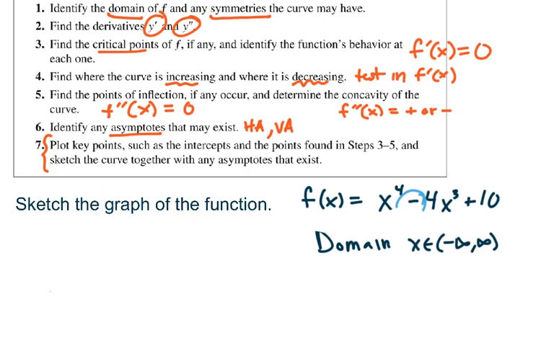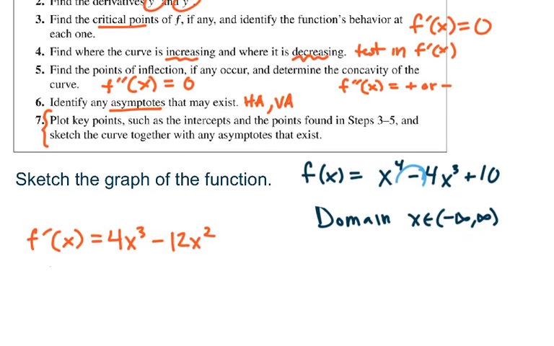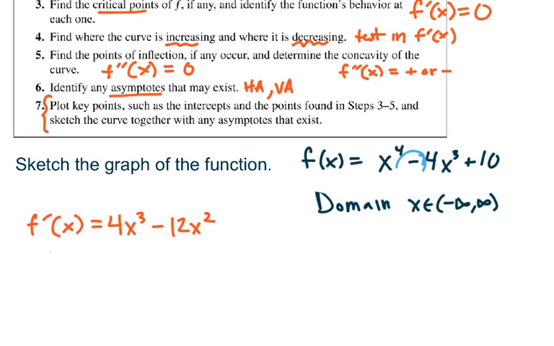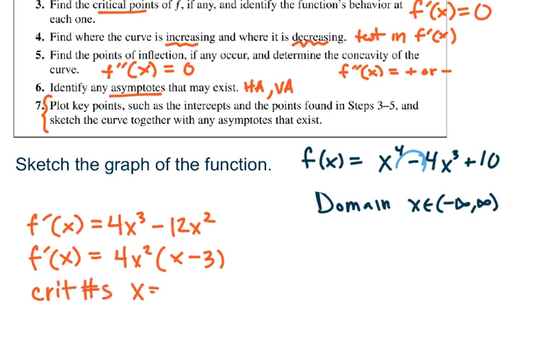So I'm going to run through this. I'm going to find my first derivative. F prime of x is 4x cubed minus 12x squared. And because we always want our functions written in factored form, this is the same, my first derivative, as being 4x squared, if I factor out that GCF, times x minus 3. So my critical numbers are going to be x equals 0 and positive 3.